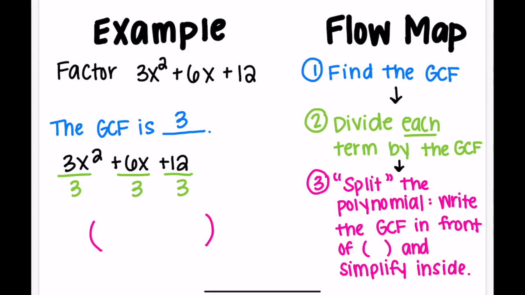So 3 divided by 3 is equal to 1, so that's 1x squared. 6 divided by 3 is 2x, because that was 6x divided by 3. And then 12 divided by 3 is positive 4. So I'm almost done with my factoring. I've already simplified by factoring out the GCF. Now I have to write the GCF in front of those parentheses. So what we've done is we've taken this expression and we have split it up to be 3 times a polynomial that would result in this if we multiplied them back together.